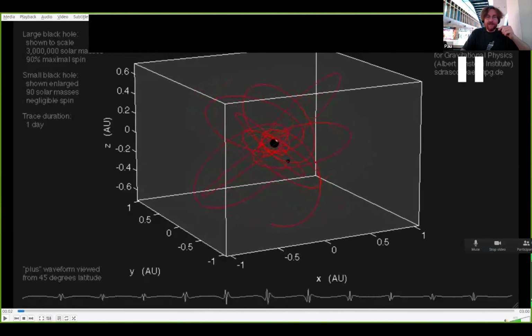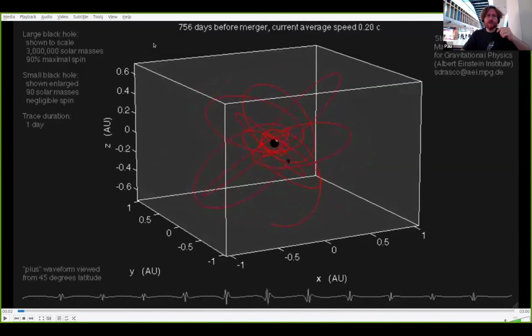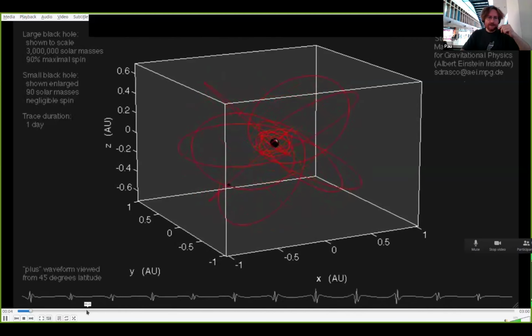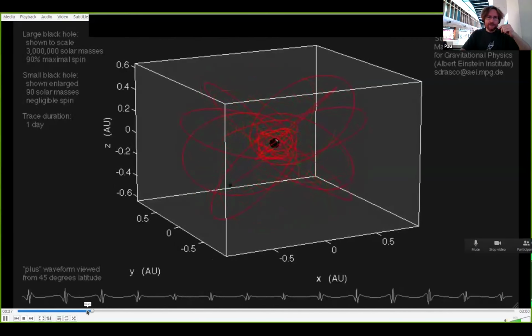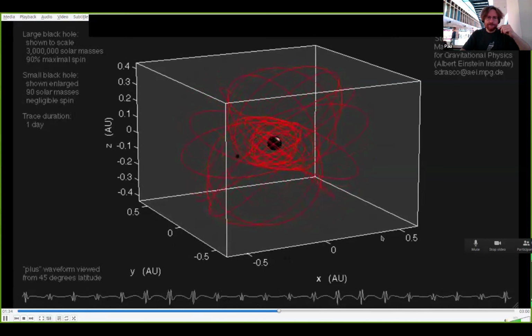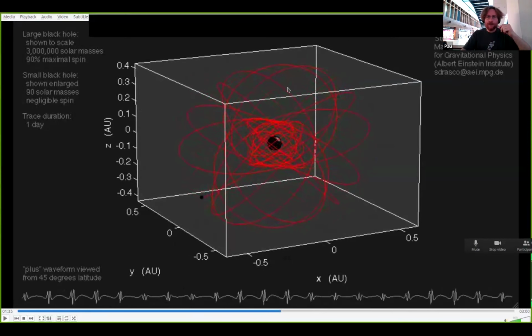And if you can hear the sound, which I don't know, there are bursts of noise, because Steve increased the frequency so that you can hear it. Okay, it's about 756 days before the merger, and the relative velocity is 20% the speed of light. Let's jump forward 650 days. Now, this is about 1 year before the merger.